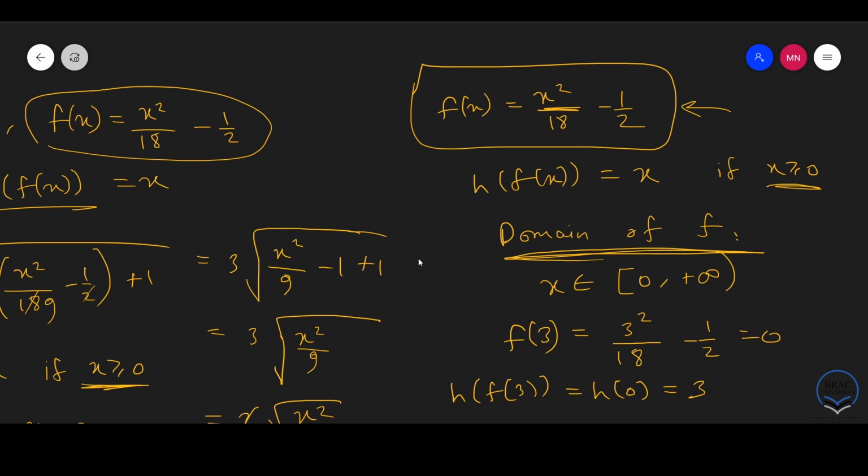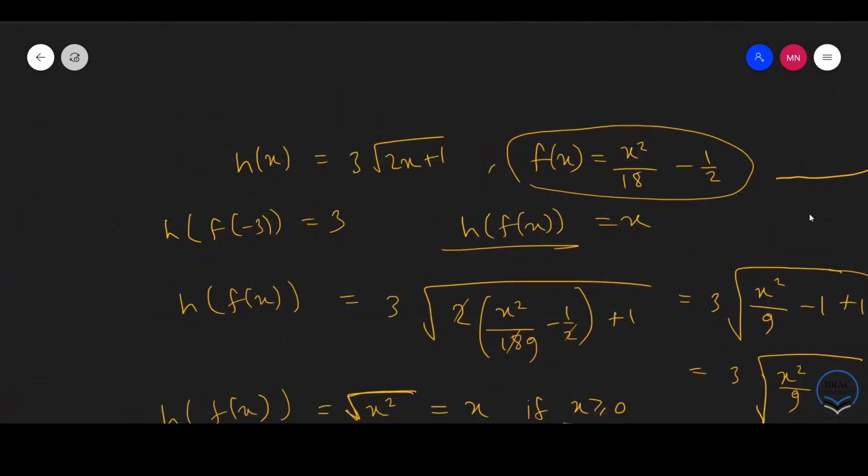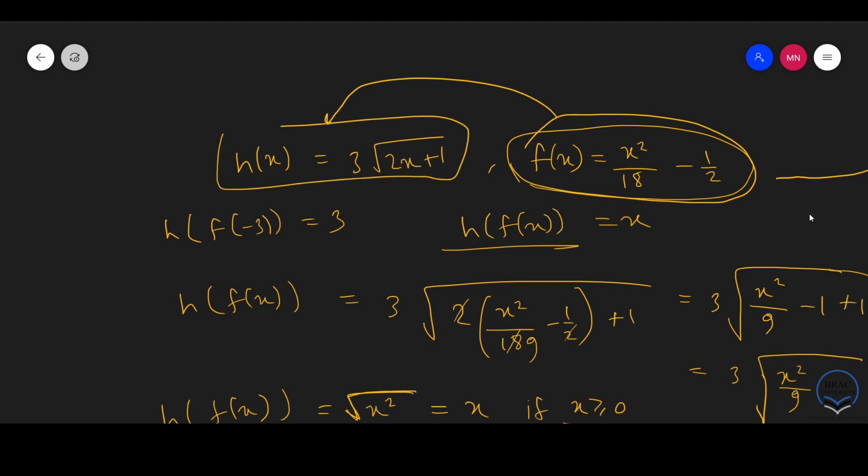So now we can say that this function f of x is the inverse function h of x, considering the restriction that for f of x the domain has to be from 0 to positive infinity. We cannot have any negative numbers. All of the numbers in the domain of f of x have to be non-negative.